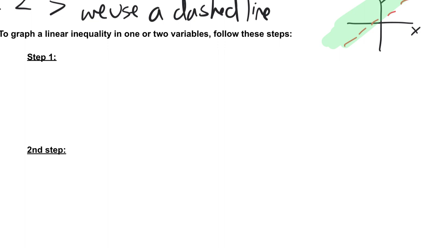So if we're going to graph a linear inequality, we have to do a couple of things. The first thing we're going to do is find the terminal, which is just the line or the equation line.